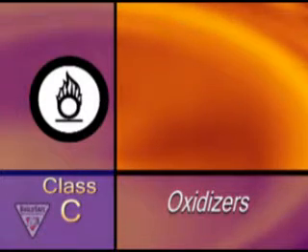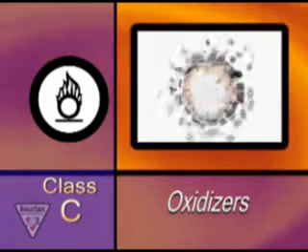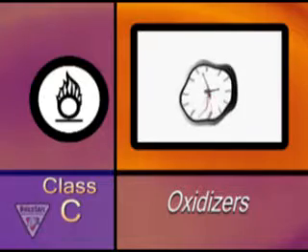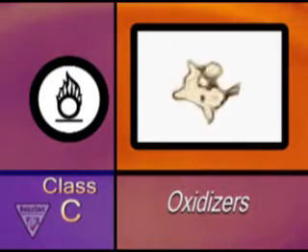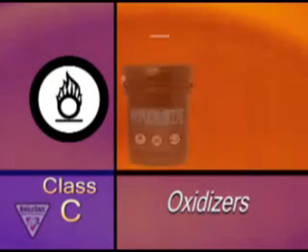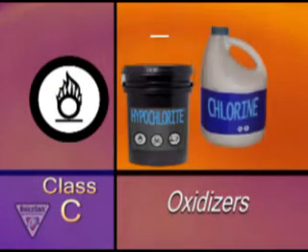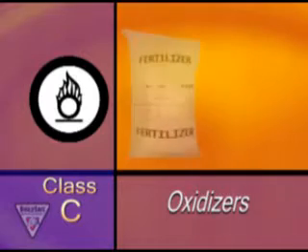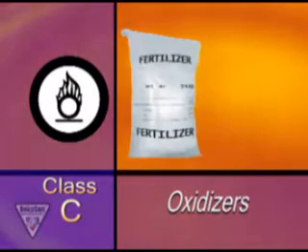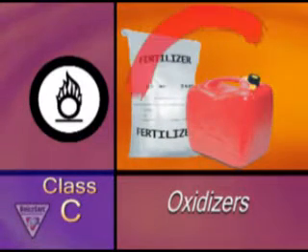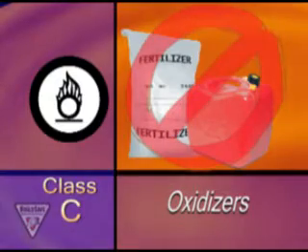Class C represents oxidizers. Some oxidizers can be very powerful, and others can take several years. An example of oxidizers in construction could include the hypochlorite or chlorine solution for cleaning of cement walls. Remember, some oxidizers such as chlorine or fertilizer cannot be stored or mixed with flammable liquids such as gasoline. This could result in a violent fire or explosion.